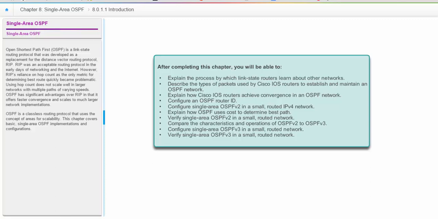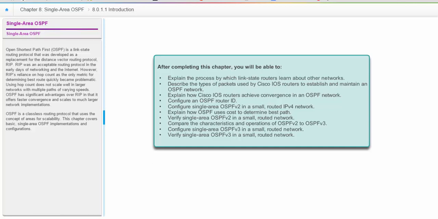This week we're going to look at the Single Area OSPF protocol. OSPF is Open Shortest Path First, and it is a link state routing protocol. It was developed to replace RIP, and RIP was an acceptable routing protocol in the earlier days of networking and the internet, but it's become somewhat obsolete and problematic. So we're looking now at OSPF, or Open Shortest Path First.